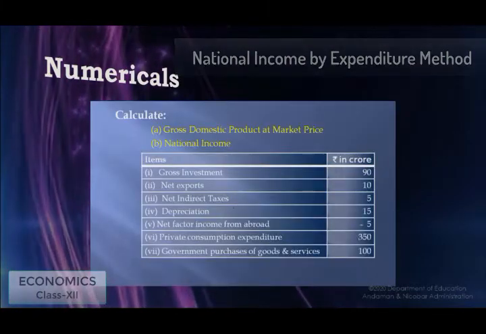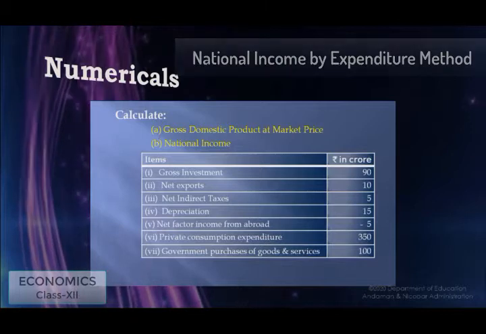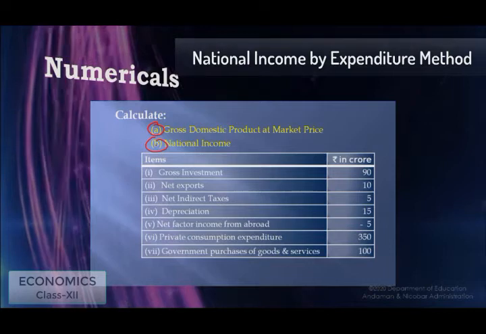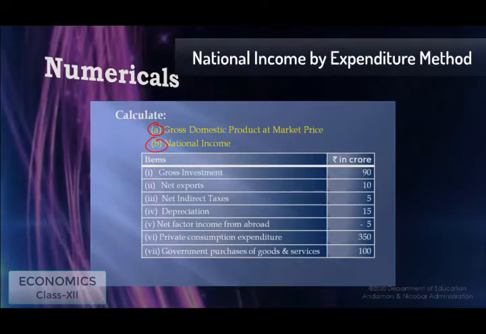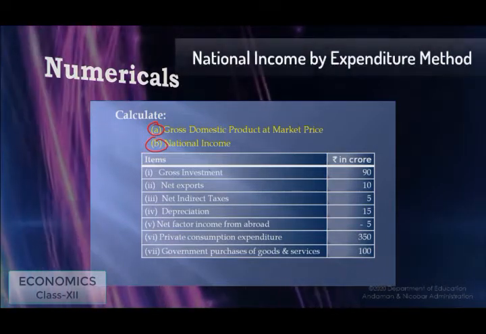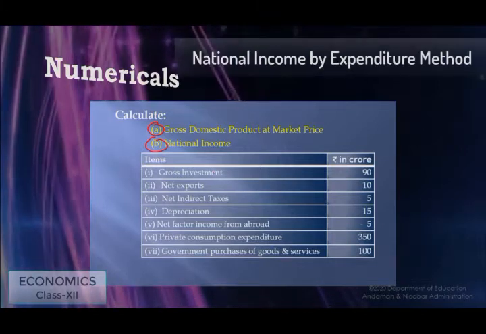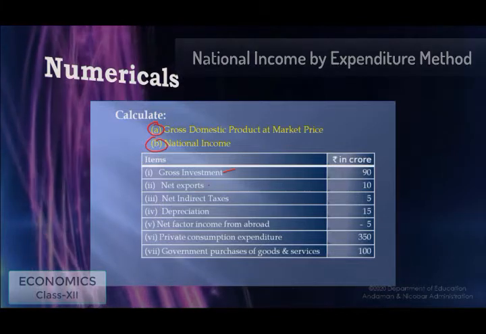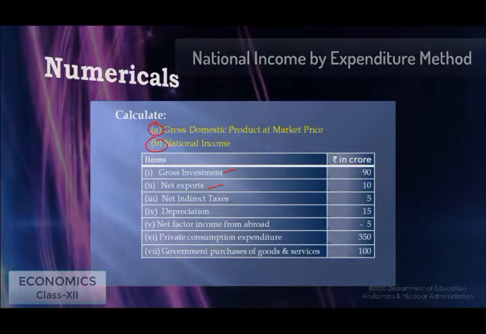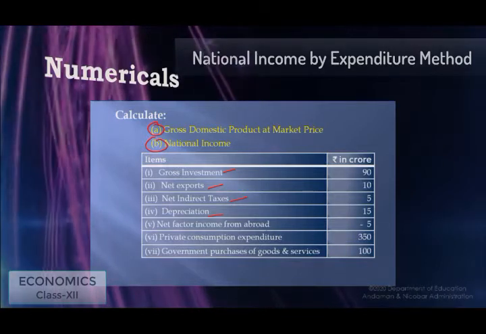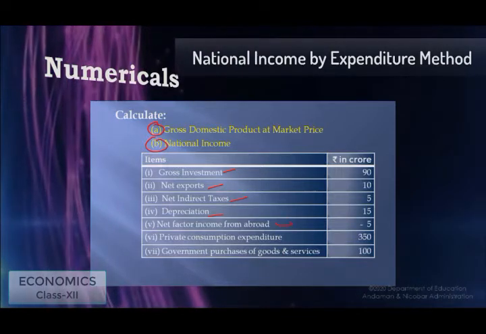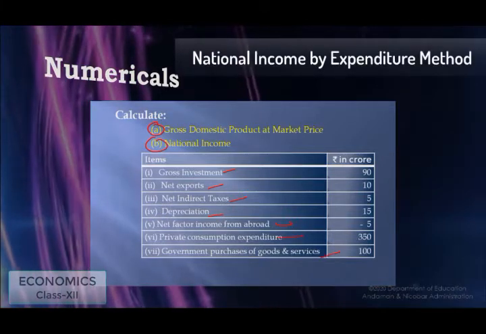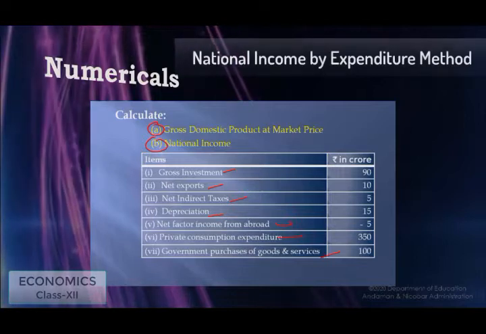From this question, we need to calculate the value of gross domestic product at market price and the national income, that is value of NNP at factor cost. So first we will see what items are given here. Here the value of gross investment is given, and after that the net exports, net indirect taxes, depreciation, net factor income from abroad, and private consumption expenditure, and the value of government purchases of goods and services.